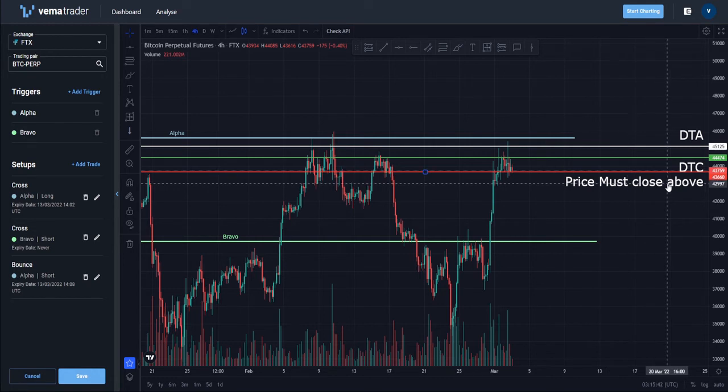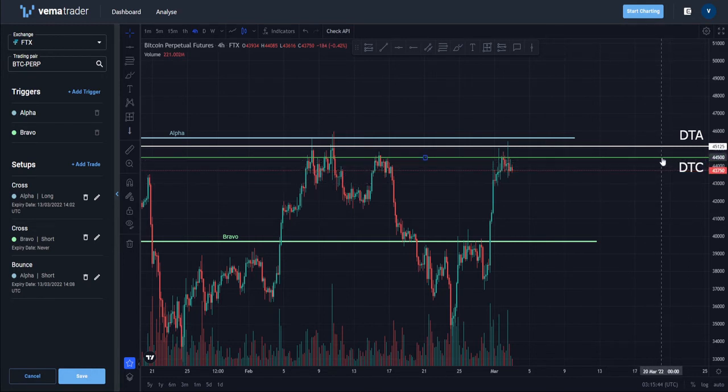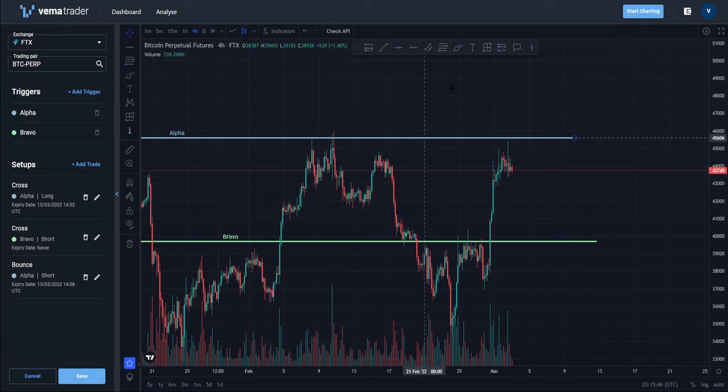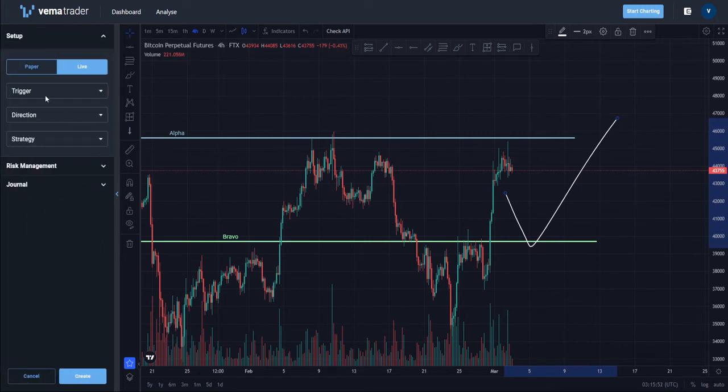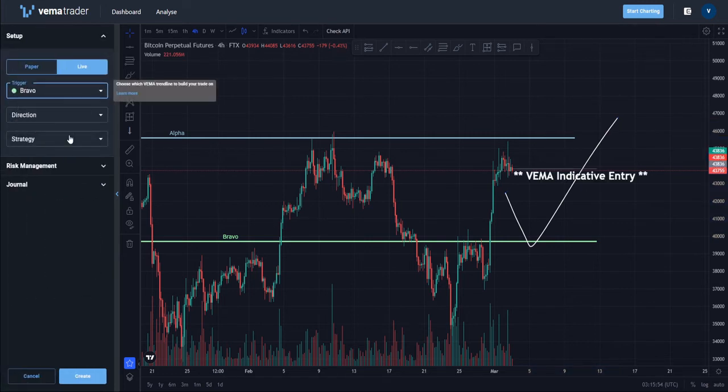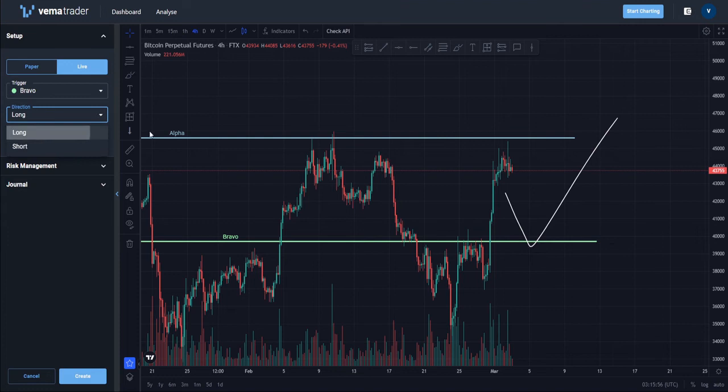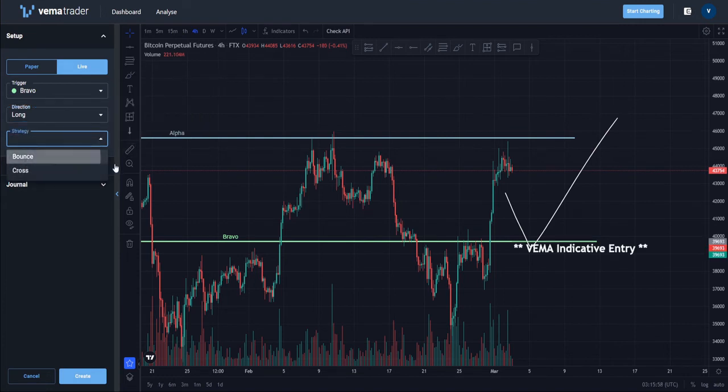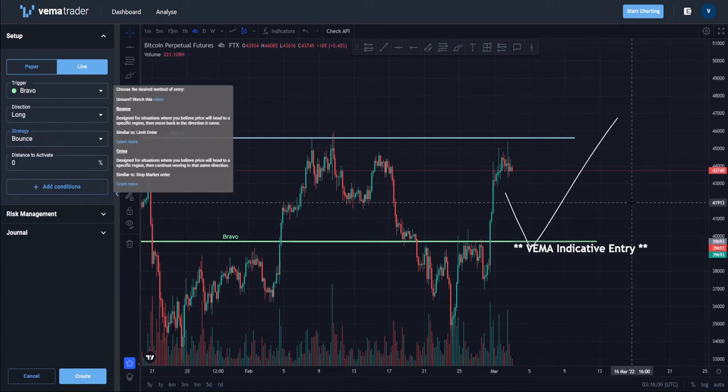And our final setup, so let's get rid of these just to clean the chart up a little bit. Our final setup was the long from Bravo, the bounce. So for that, we want to add a trade. We can again use the Bravo trigger, which is nice and handy. We can go for a long and we want a bounce. We're thinking price will bounce from there.